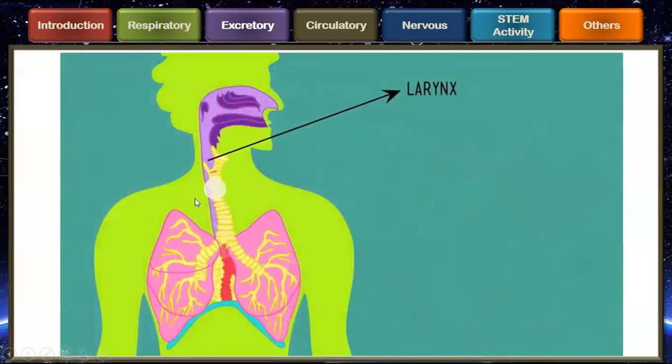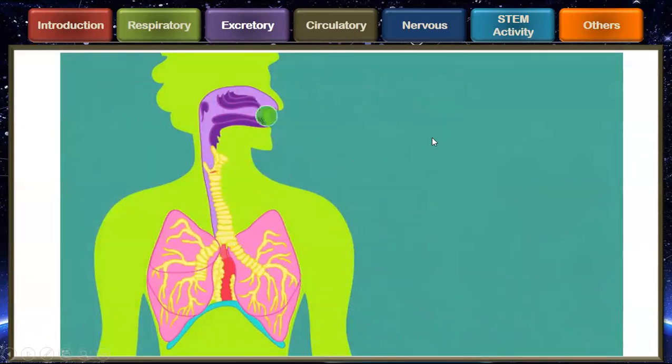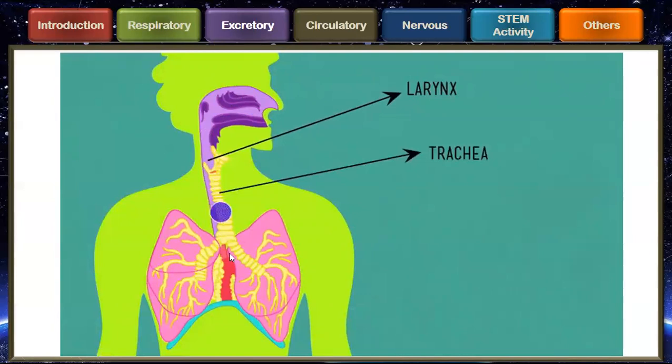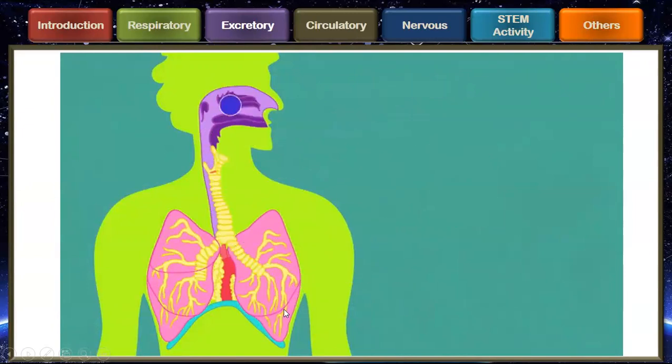Let's move to the next one. As you can see in the illustration, this is the passage, and this is the path taken by the air going to our lungs. Of course, we have the nasal cavity, the larynx, going to the trachea, and then it passes through the bronchus, then going to the bronchioles, and then going to the alveoli or the alveolus.